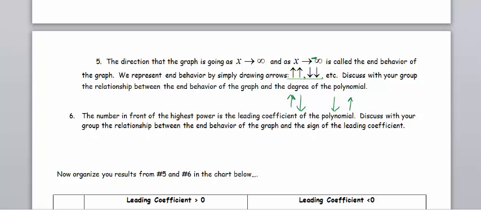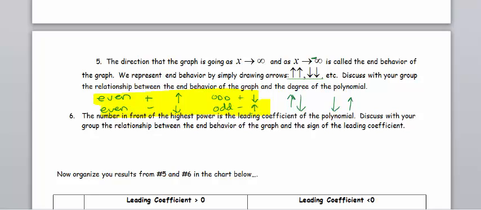So let's try to write those down. If it's even and positive, it's going to start way up in the air. If it's even and negative, it's going to start down. If it's odd and positive, it's going to start down. If it's odd and negative, it's going to start up. Those are some ideas that we've kind of summarized there, and we're going to put them in a table as we look below.